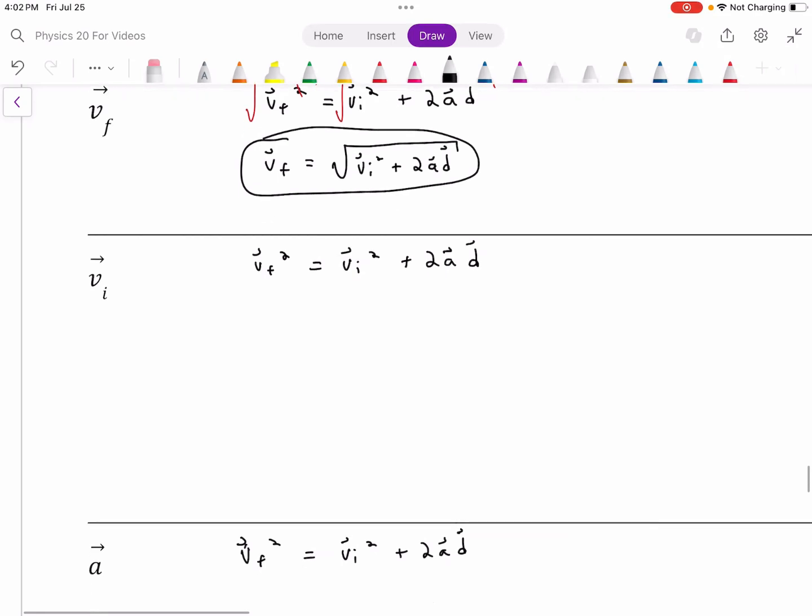Okay, now let's isolate VI. As always, what operations are being performed on VI? Well, it's being squared and it's having this added to it. We need to undo those, and reverse order of operations says we first need to deal with the addition before we can deal with the exponent. So first, I'm going to undo the plus 2AD. The opposite of plus 2AD is minus 2AD.